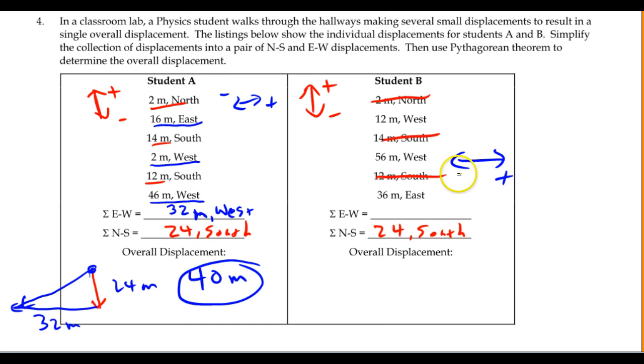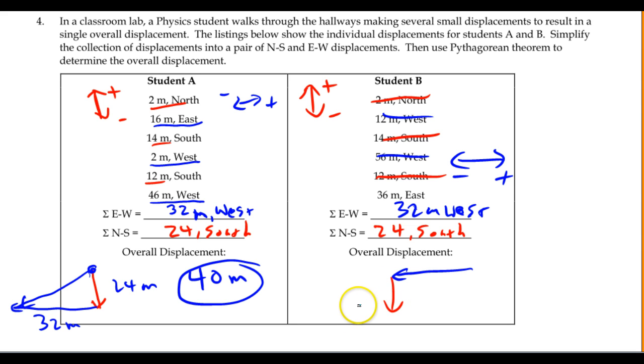So positive, negative, 12 to the negative, 56 more to the negative, and then 36 to the positive. Gives us an overall 32 meters to the west. Now, those are exactly the same two components that make up the overall. Again, 32 over to the left and then 24 down.